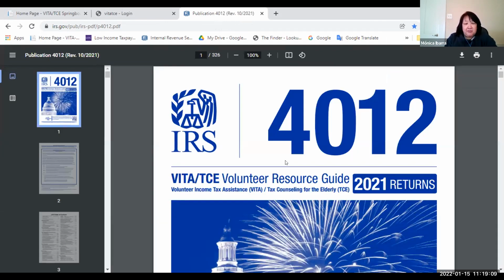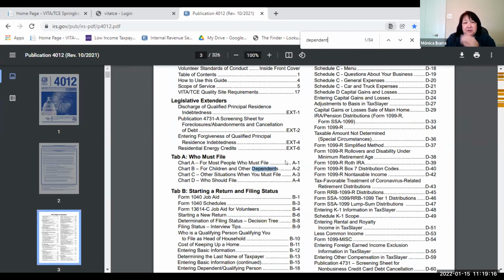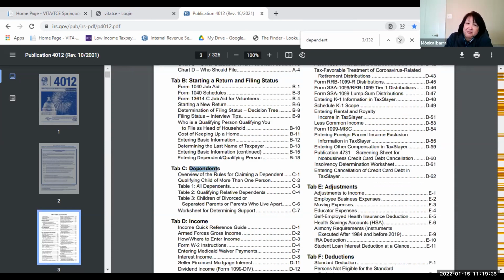For those of you who don't know, if you Control F, it'll bring up a search box, and I'm just going to put independent. So this doesn't, who has to file? That's not what I'm looking for. Oh my gosh, there are 332 references. Well, because dependent is super common. Dependents, here we go. That's the tab I want. So you can click over here on the right-hand side.